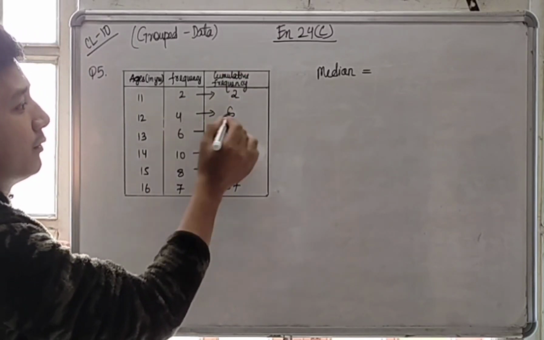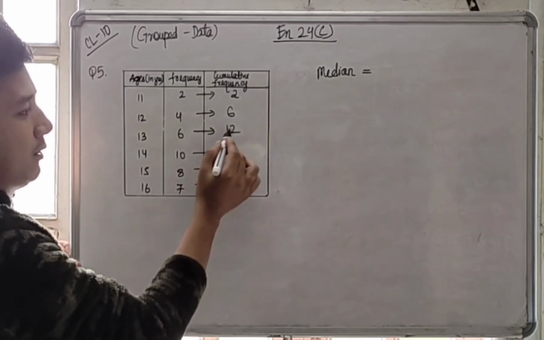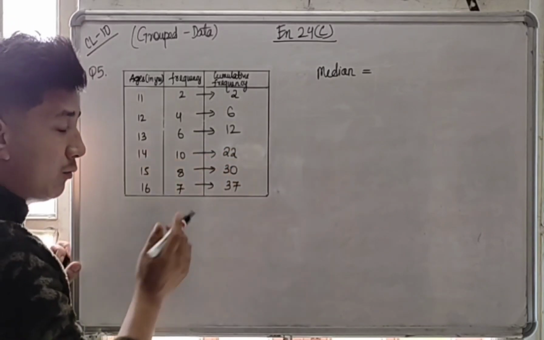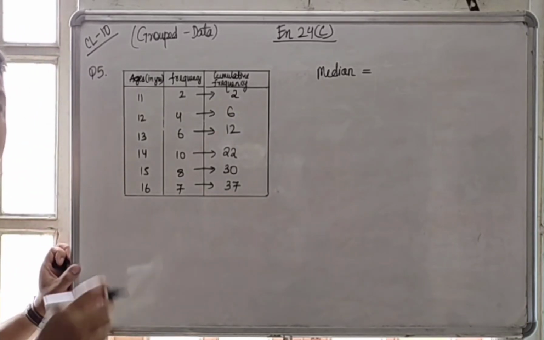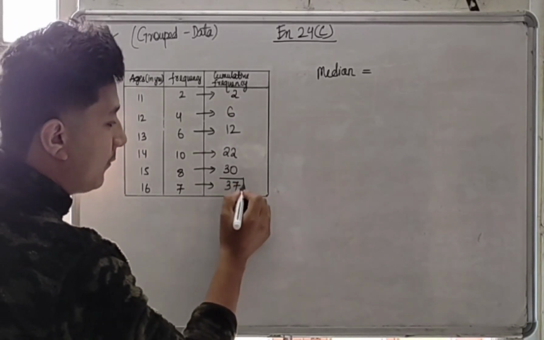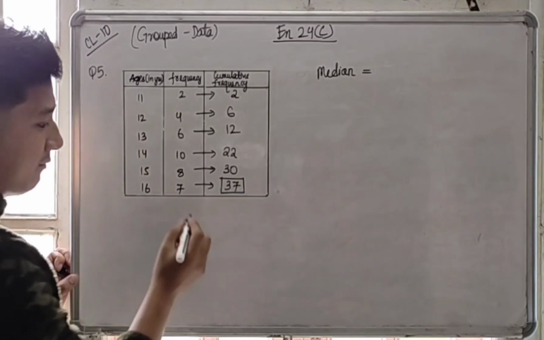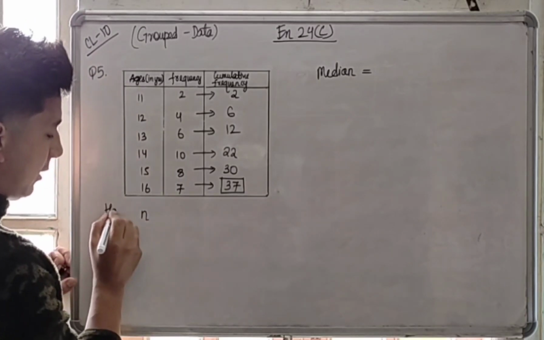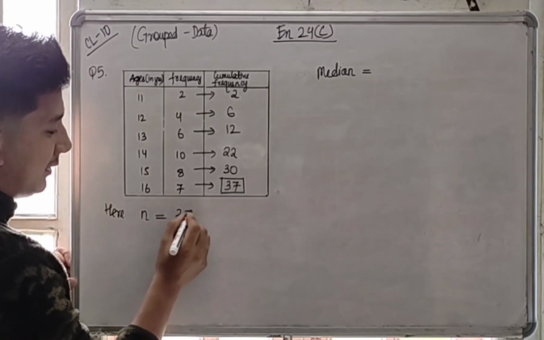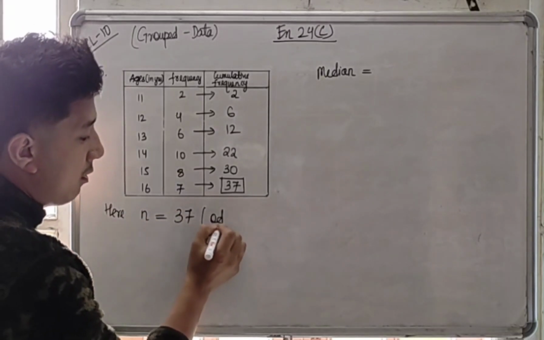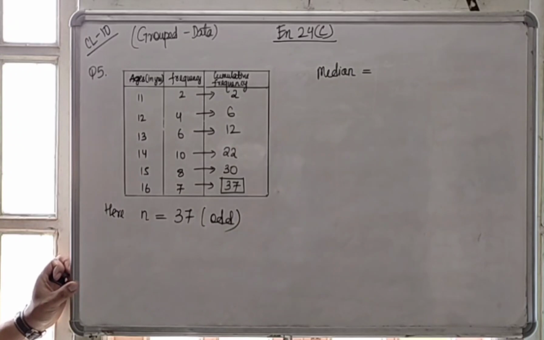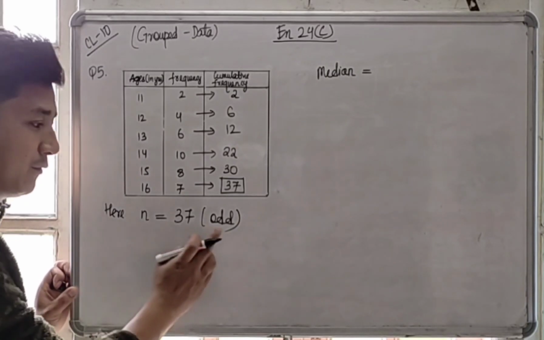2 plus 4 is 6, 6 plus 6 is 12, 12 plus 10 is 22, 22 plus 8 is 30, 30 plus 7 is 37. So this 37 is the number of students. This is the value for n. You can write down here n is equal to 37. So the number of observations is 37, which means it is odd.